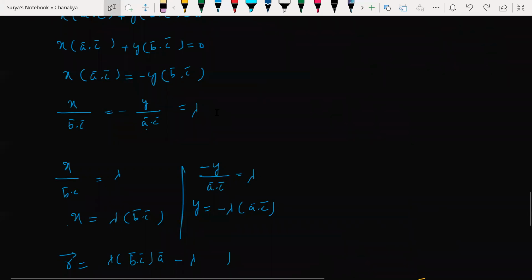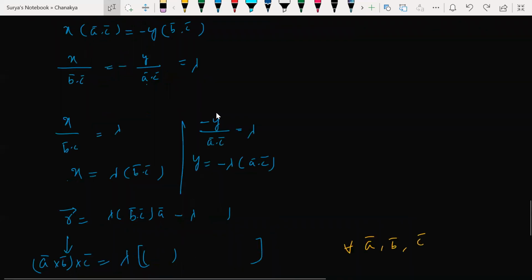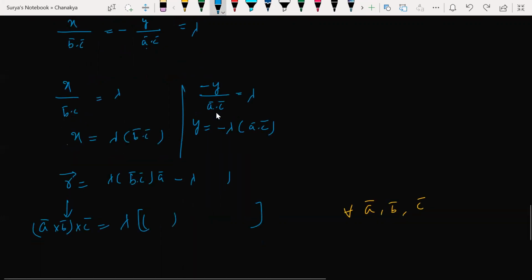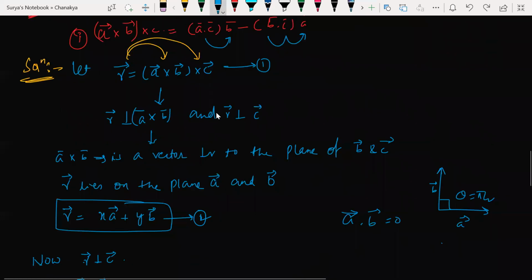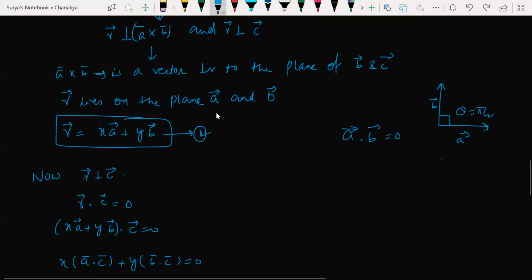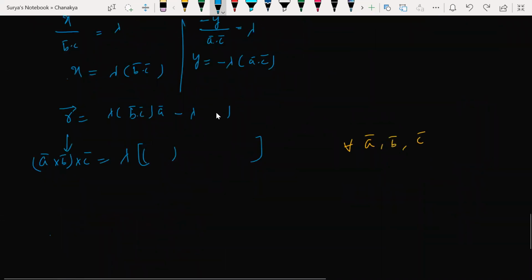A dot C, B dot C. This by this, and y by this. Correct. Okay, now just look at this here. What was my first equation? I mean the second equation, XA plus YB, right? A dot C, B. Done. So this is what we needed.